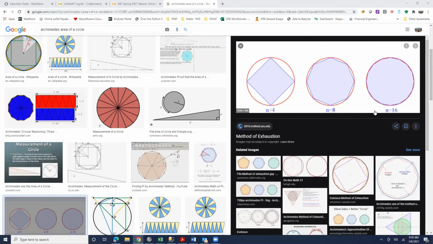So they kept going like this, I think up to 96 sides. Yeah, hexadecagon. Okay, cool. They went up to 96 sides. The name of that mathematician is Archimedes, I think.